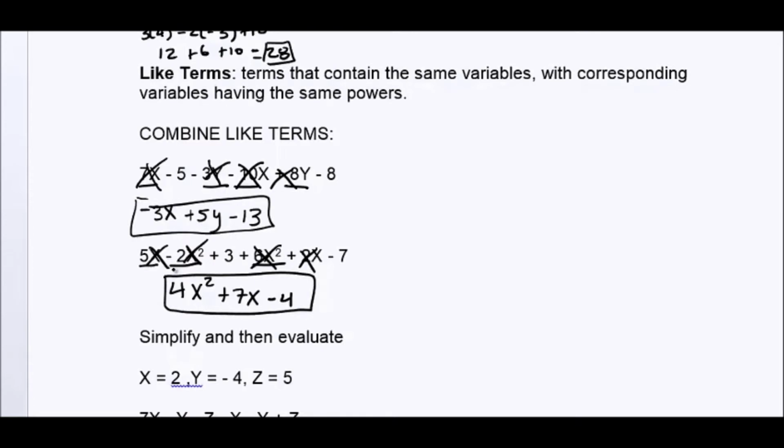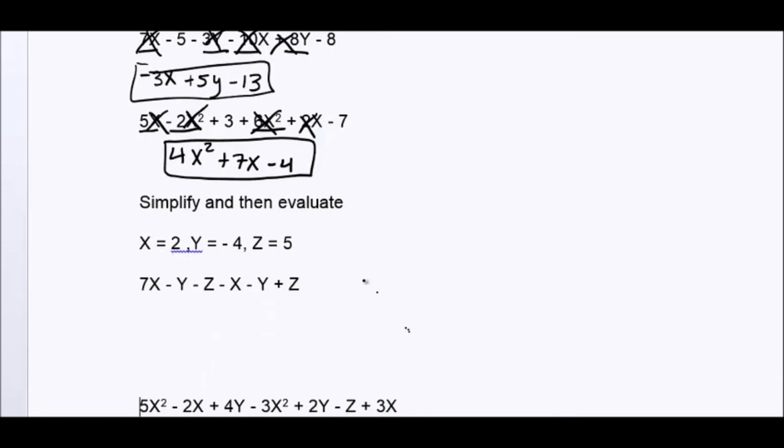Now what we're going to do is combine those two mini lessons together, and we're going to simplify and then evaluate. So we're going to combine like terms and then evaluate the expressions with the values that we're given here for x, y, and z. So let's do the first one. Okay, so first let's combine like terms.